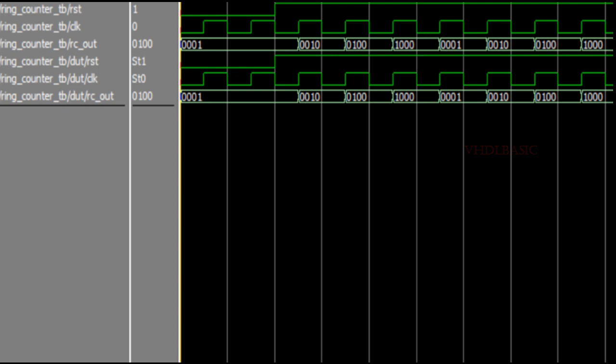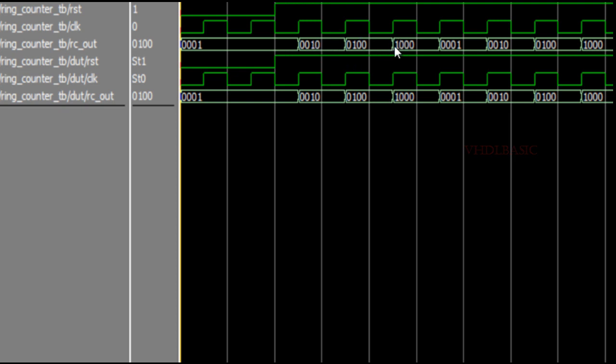So this is the output waveform from the ring counter. So if you see, initially the reset is asserted. At that time, I am assigning 1 to the counter output. That's why I'm getting here 0001 actually. After that, once the reset is released, at rising edge of the clock, we are doing the circular shift actually. So here, if you see, the MSB bit is assigned to the LSB bit. Likewise, it is shifting.